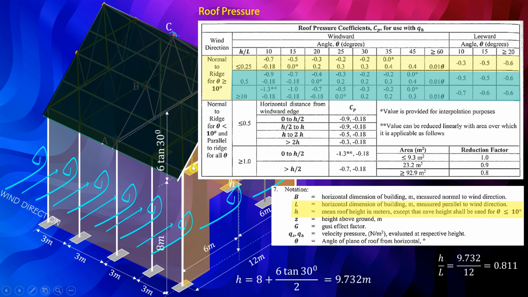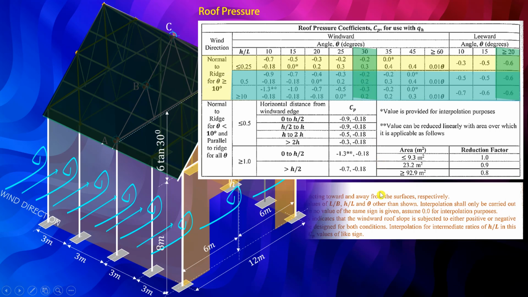Since we have a roof slope of 30 degrees, and there are different angles here, we take the 30 degrees for the windward side, and for the leeward side, the greater than 20 degrees. So for the leeward side, it is expected to be negative 0.6. For the windward side, we will interpolate. The positive 0.2 is expected, but I think it is better to take the negative sign, negative 0.2 and negative 0.3, to get a larger CP.